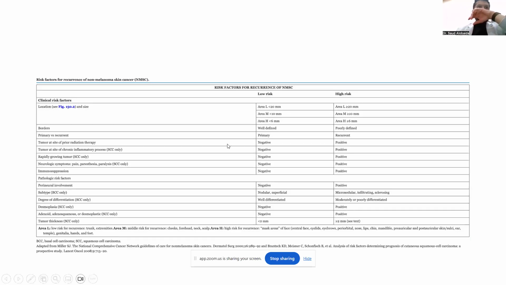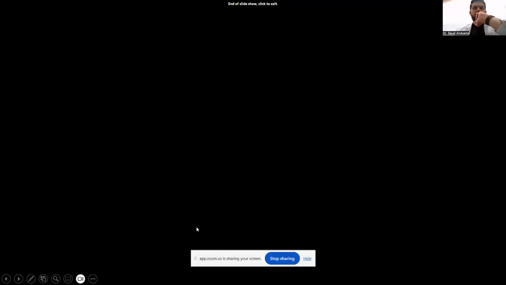Risk factor of recurrence. I think you guys should review this table, and it's good. It depends on the subtype. For instance, if it's nodular superficial, low risk compared to micronodular infiltrating sclerosing. So these are bad types of BCC. And for BCC itself, the rest you can see the comparison between both. Thank you very much.